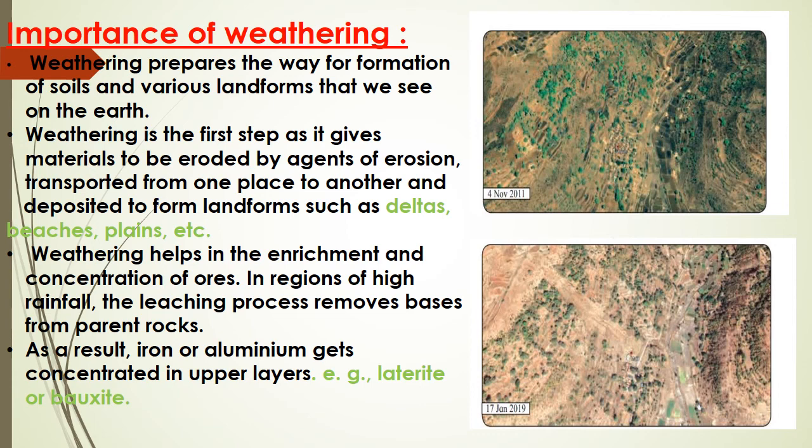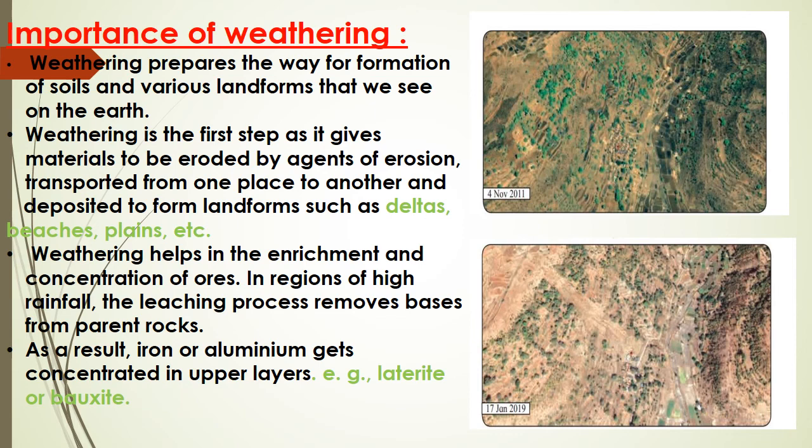Weathering is the first step as it gives material to be eroded by the agents of erosion, transported from one place to another, and deposited to form landforms such as deltas, beaches, plains. So when weathering occurs, the small particles are carried away with the help of the erosion process. The agents of erosion collect those particles and deposit them to form other landforms. So landforms like deltas, beaches and plains also occur because of weathering.